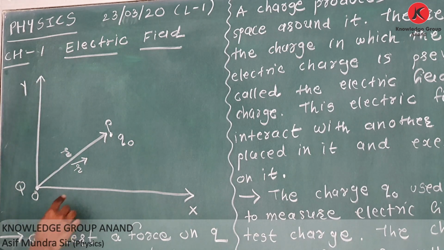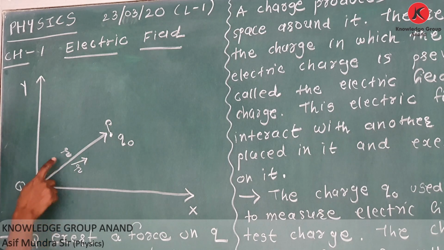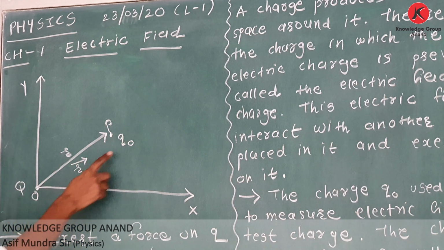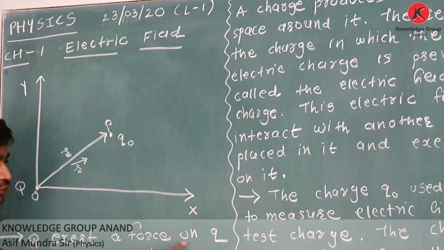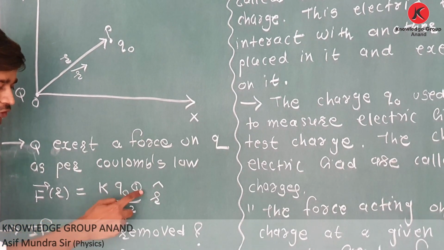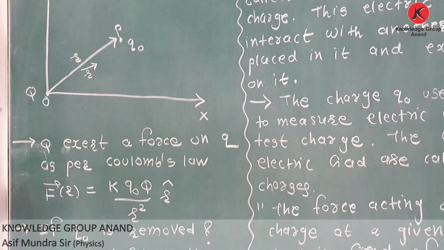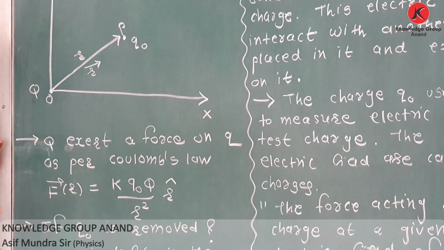See, you know, in an xy coordinate system, one point charge Q is placed at the origin. There is a point P having position vector r, at a distance r. If we place some charge at this point, that is q0, then according to Coulomb's law, force is acting on this q0 charge due to Q. Q exerts a force on q0 as per Coulomb's law. That is, F_r is equal to k q0 Q upon r square r caret. Where, what is r caret? R caret is the unit vector in the direction of force.